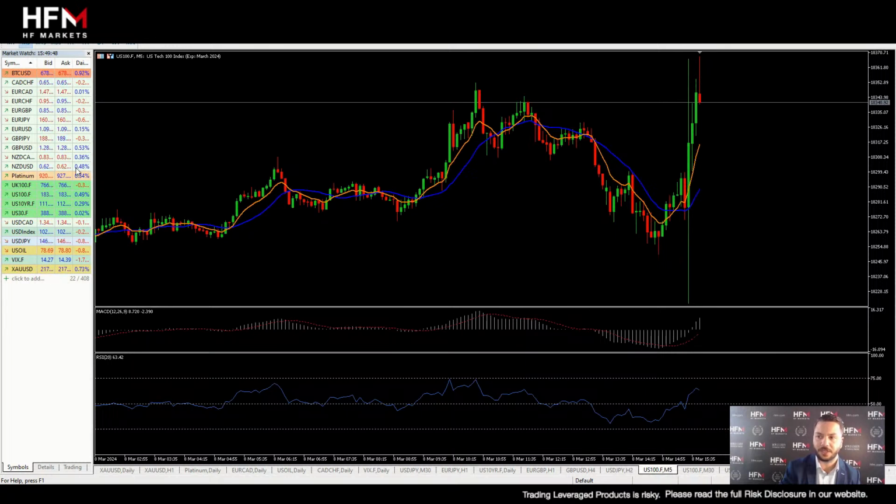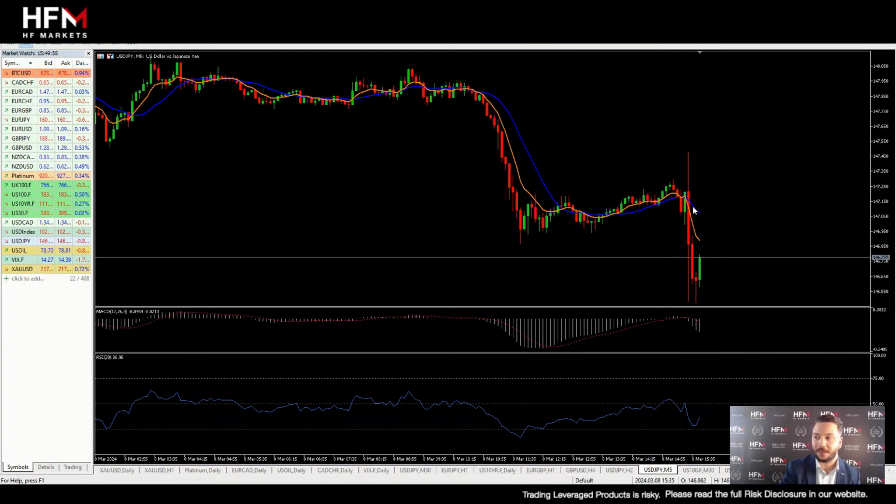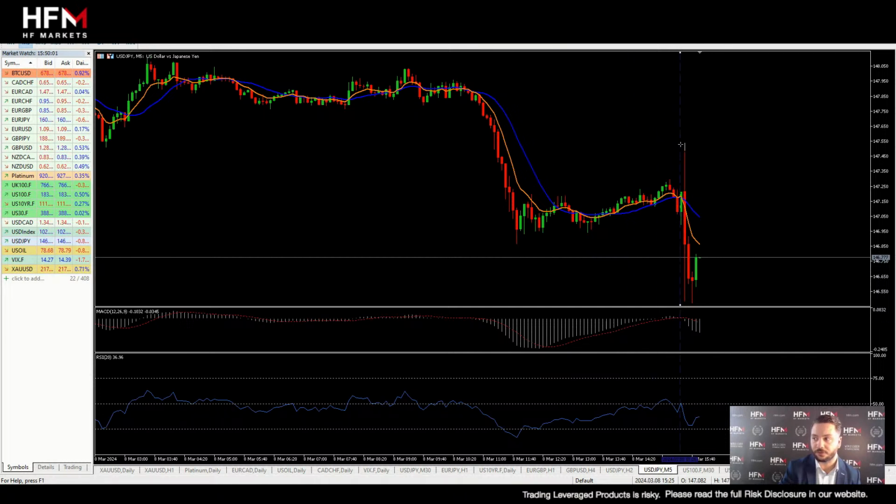So if we switch actually onto other time frames, let's go to the US dollar against the Japanese yen again. The latest crossover is a downward crossover. This is a 5-minute chart. We can see on this 5-minute chart, the latest crossover is downward.